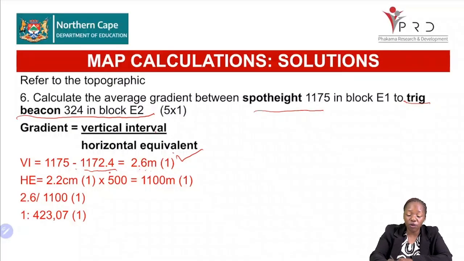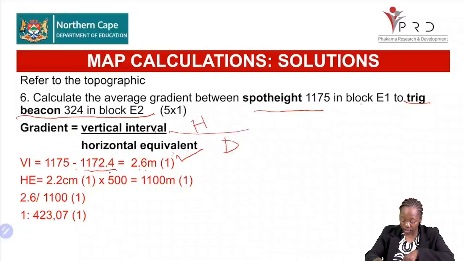So the horizontal equivalent is referred to as a distance, whereas the vertical interval is referred to as a height. Hence you minus the two heights. Then for your distance, which is your horizontal equivalent, you take your ruler again, starting from 0. You place it at the spot height, which is 1175, and then the second trig beacon is at 324. Remember, the spot height is represented by a dot.